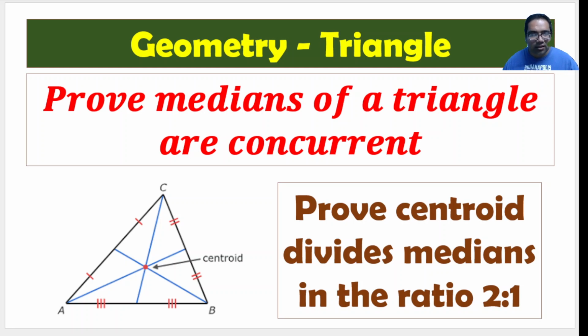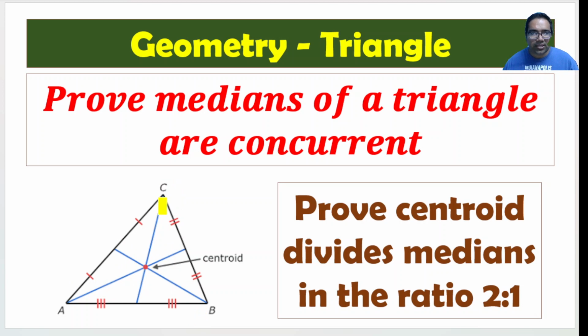Hi friends, let us prove one very important theorem in triangles. That is, to prove medians of a triangle are concurrent. Concurrent means they pass through the same point. There are three medians to a triangle, right? We have to prove that all three pass through the same point.